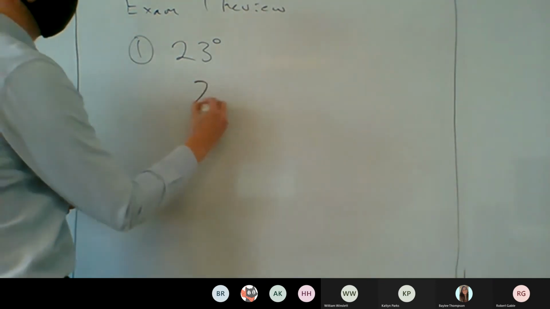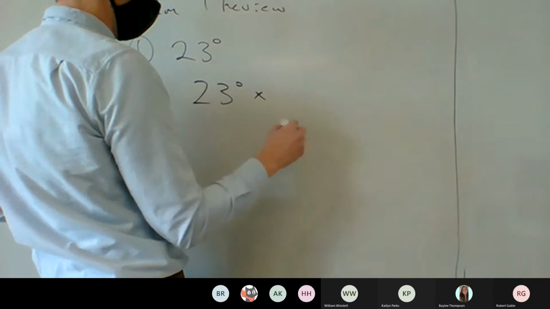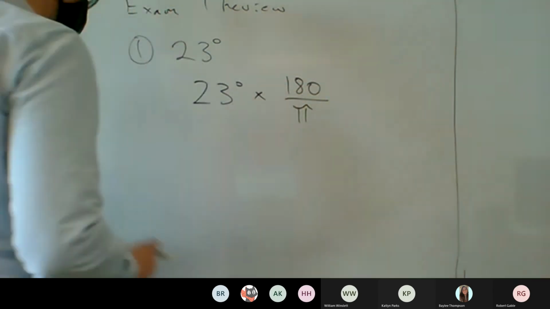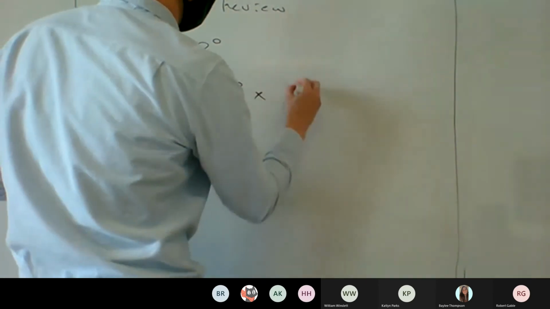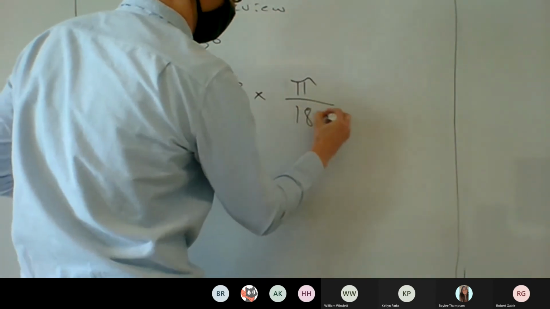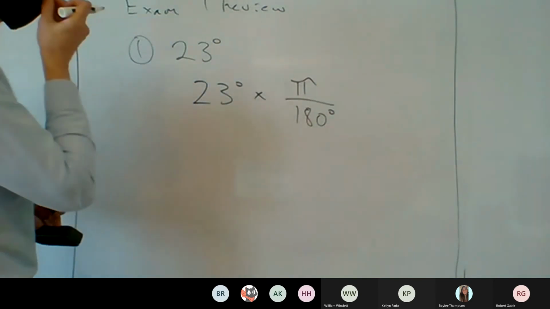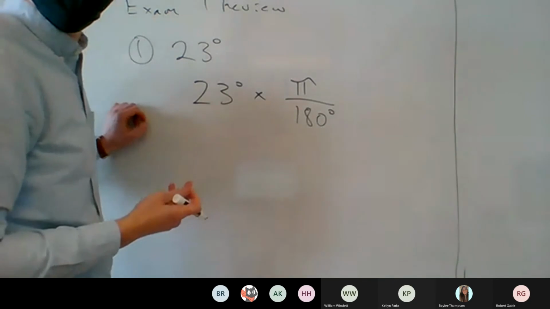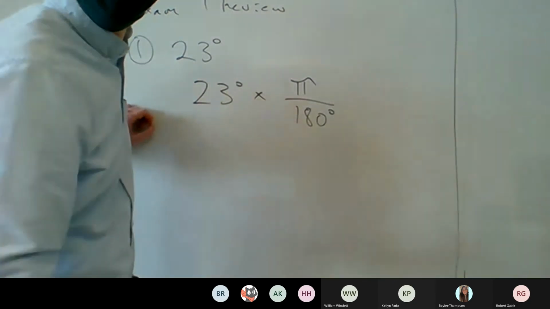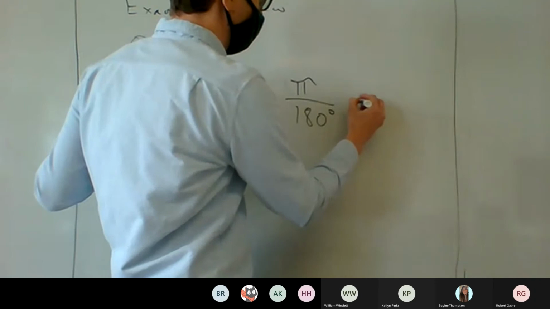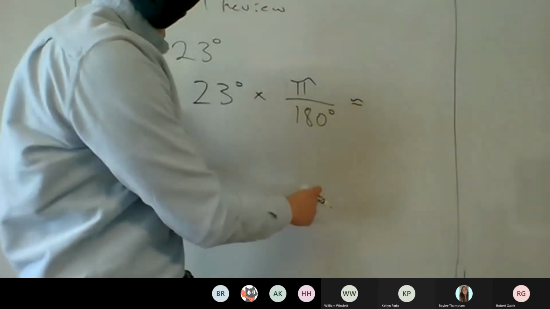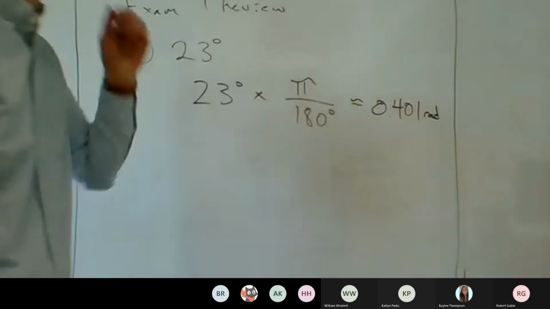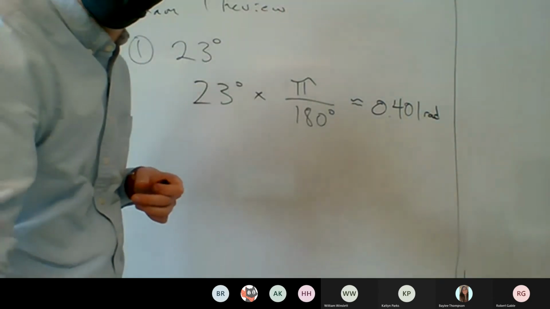Okay, so we know to convert to radians, we're just going to use that little formula that says we multiply by 180 degrees. Sorry, got that backwards, by pi over 180 degrees. So the degrees cancel and we're left with an angle measured in radians. You plug this into your calculator, get an approximation, and I'm getting 0.401 radians. Okay, radians.